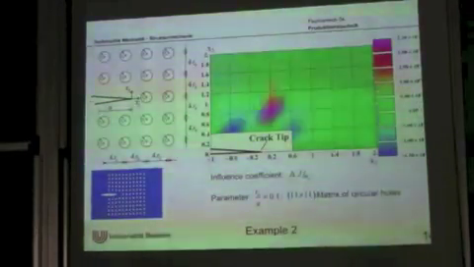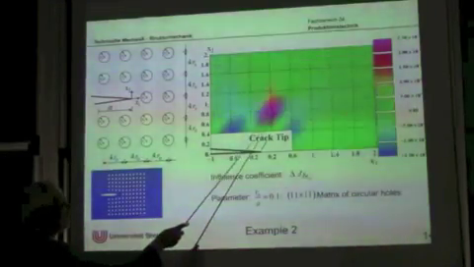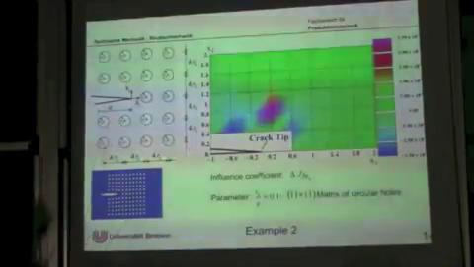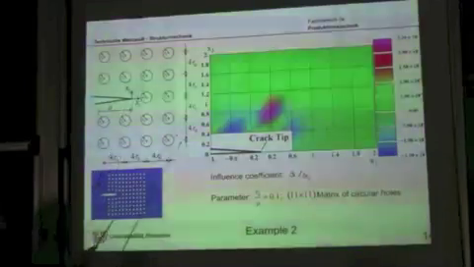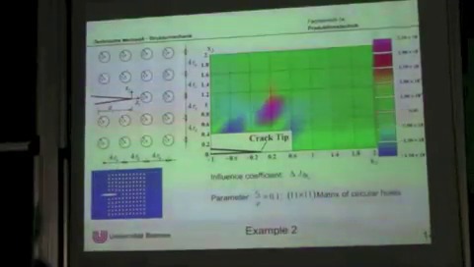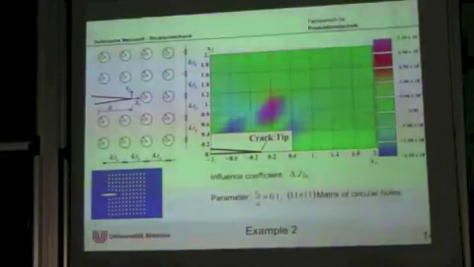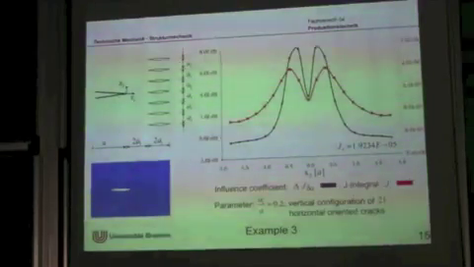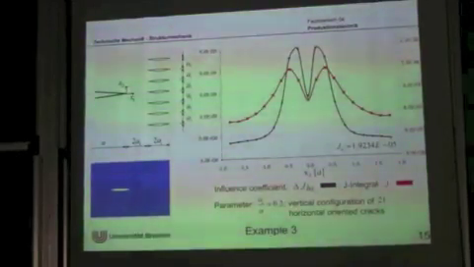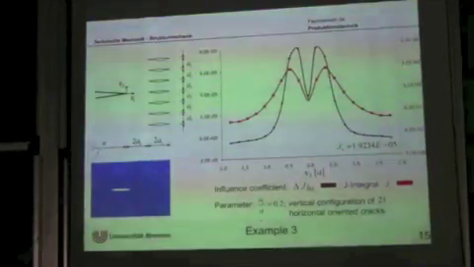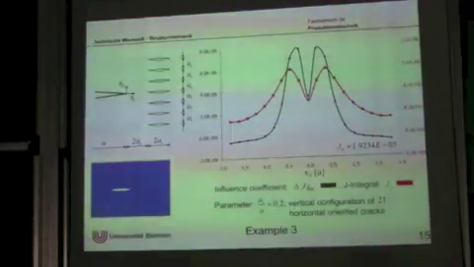Okay, next example, we have an array of holes, and you see the most severe hole is this one. Not this one, but a hole in this direction, where you can immediately see by these influence surfaces which of the holes are the most dangerous ones. You can also have interaction between cracks. That is not really academic. You can see those crack configurations in ceramics.